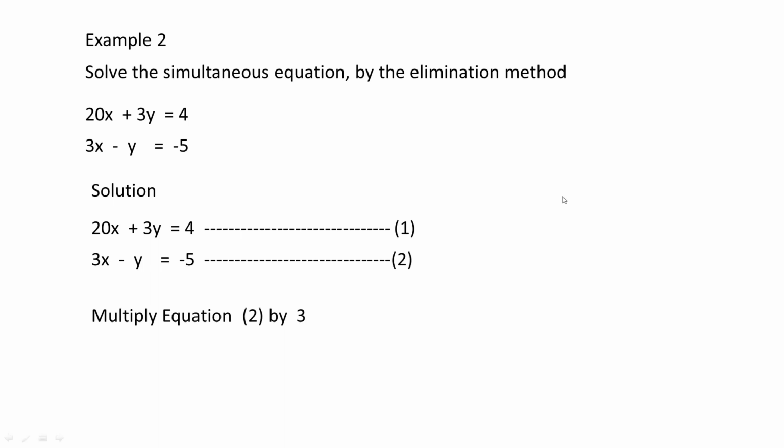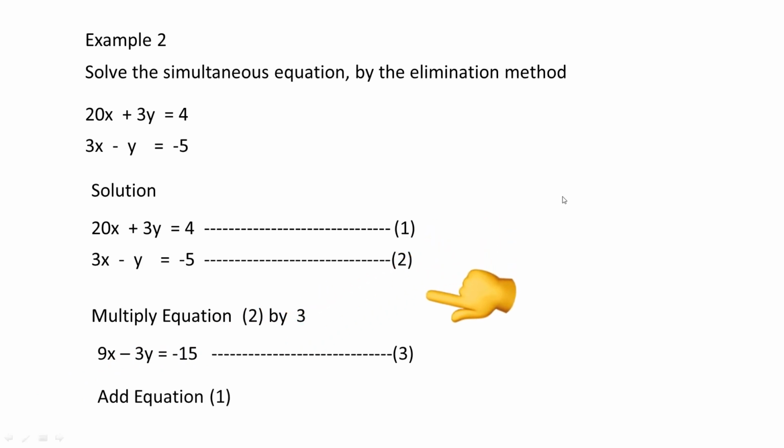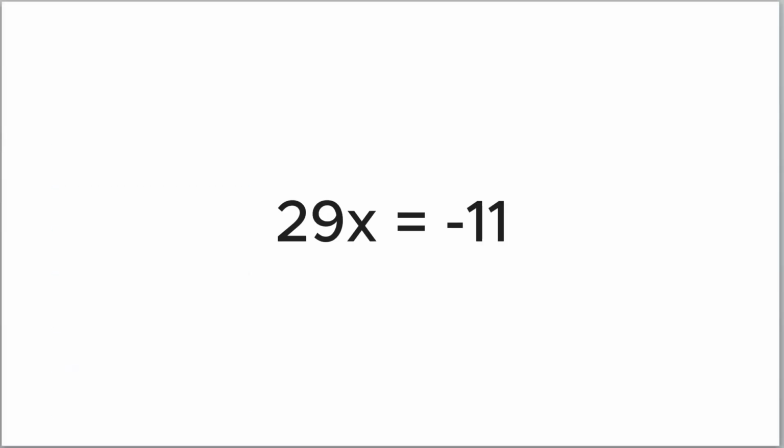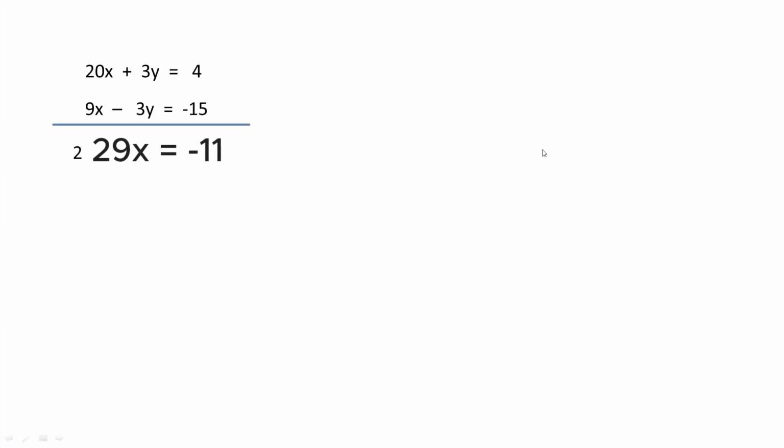This gives us the following. 9x minus 3y equals minus 15, which is equation 3. Now add equation 1 and 3. 20x plus 3y equals 4 plus 9x minus 3y equals minus 15. This gives us 29x equals minus 11.